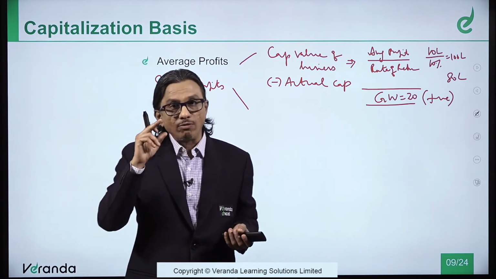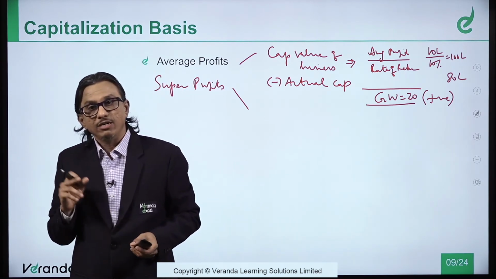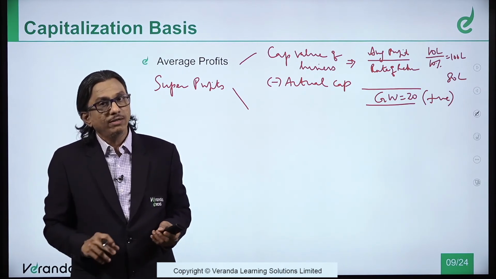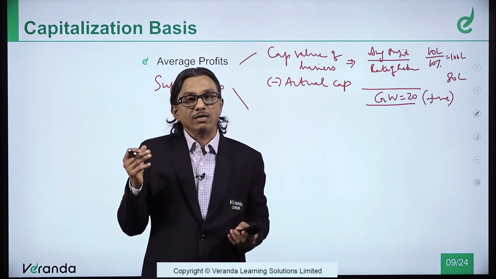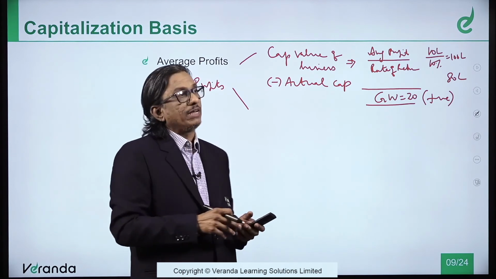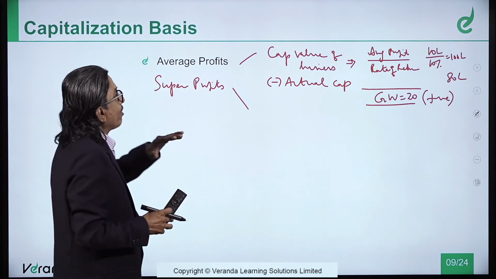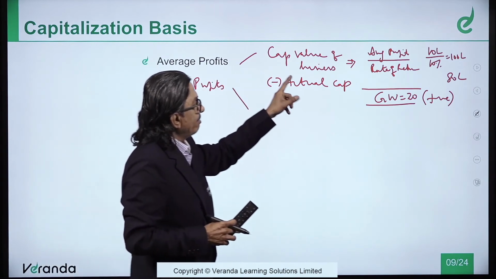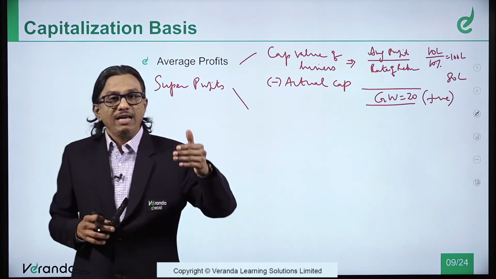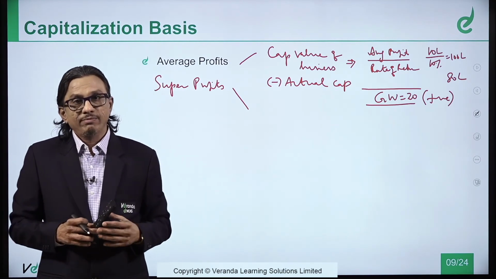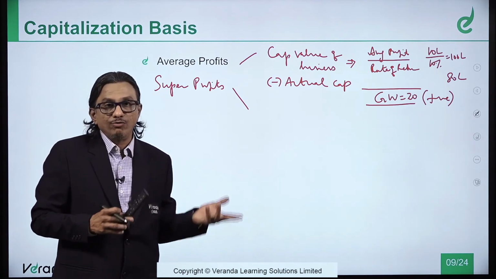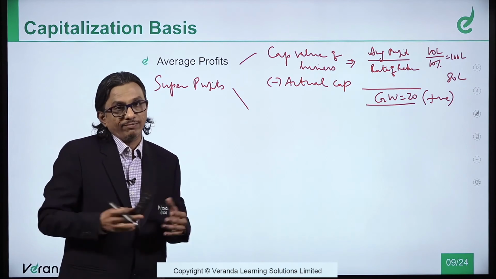So keep in mind always one very important information, goodwill can never be negative, it is always positive. Whether you follow average profit method or super profit method or capitalization method. Here for capitalization we have two different formula. Capitalization based on average profits. What is the formula? Divide the average profit by rate of return, then deduct the actual capital. If the difference is positive, goodwill; difference is negative, no goodwill.